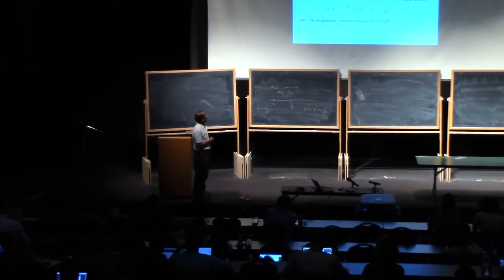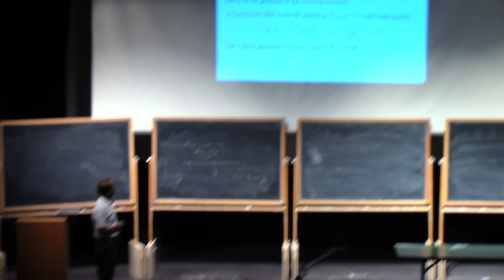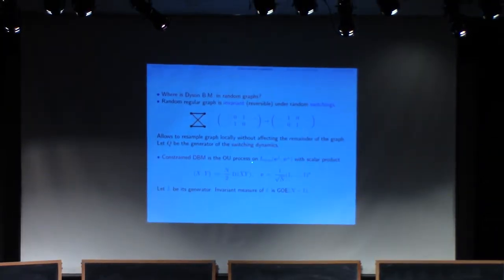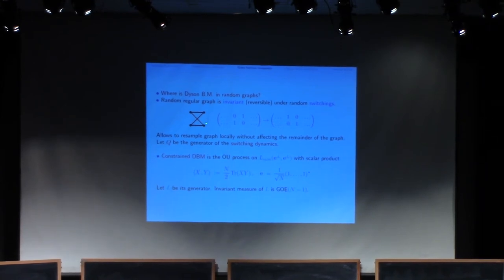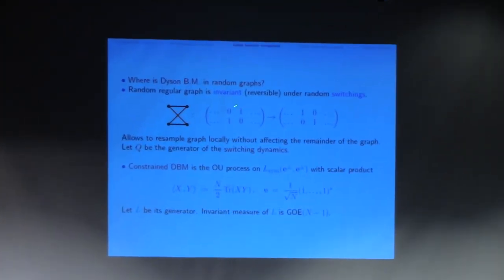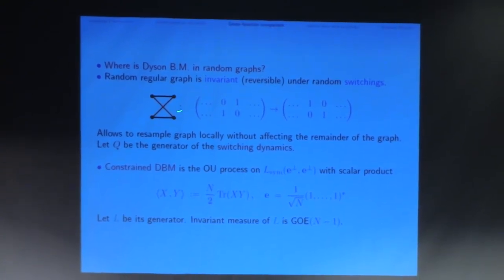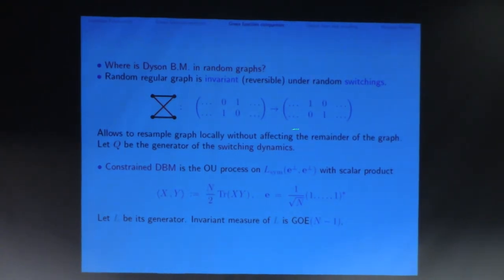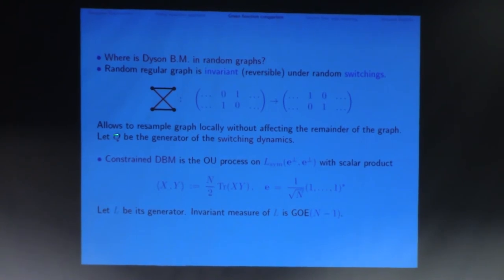these switching ideas. One can actually implement these switching ideas and provide some comparison results, and I find this part quite interesting. For the switching, you take an edge pair like this and switch these two, and then you find that the D-regular condition is completely invariant. So this is invariant, and we call this Q, the generator of this switching dynamics. So this switching dynamics has an operator Q associated with it.